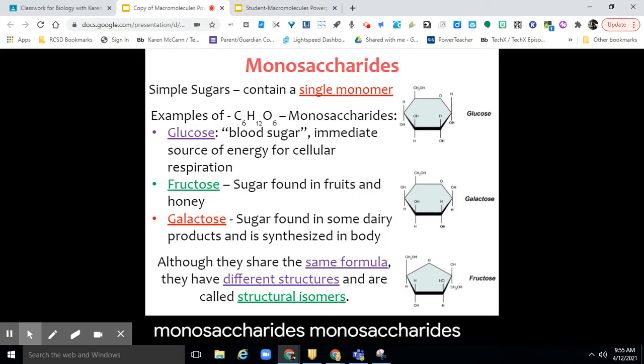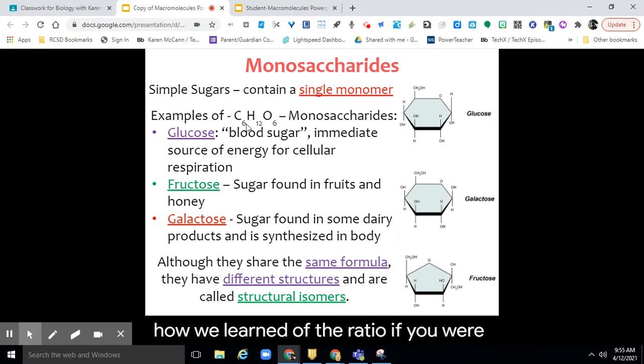Monosaccharides, another name for them is simple sugars. They're the simplest molecules of carbohydrates because they contain a single monomer. Examples of them are glucose, galactose, and fructose. All of them have the same formula, C6H12O6. Remember how we learned of the ratio?